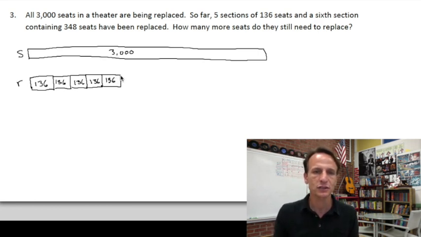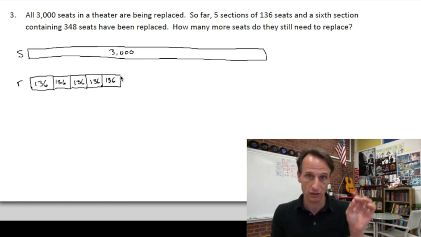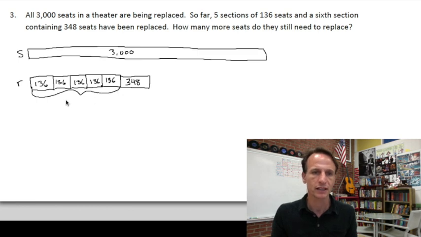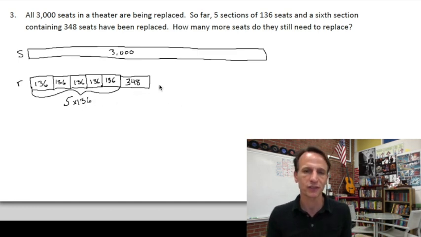So these are also being replaced. So these are a part of my R variable here. So I'll make it a little bit bigger because it's more seats. 348. So these right here, I know I can calculate as 5 times 136. And that's 348. What am I trying to find?